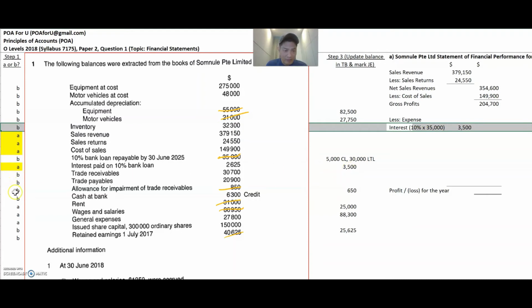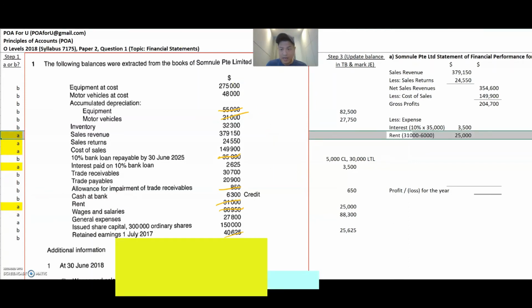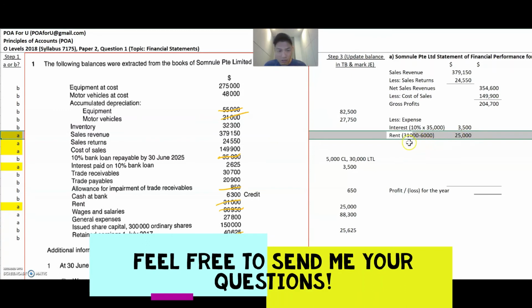And the next item here is rent. Okay, so I'm going to mark rent off, and it's important for you to mark it off so that you know that you don't have to worry about it anymore. And then rent is 25,000, and that's because I have an adjustment in the additional information here. Then I put my workings here. I just have to transport these workings into the rent description here.